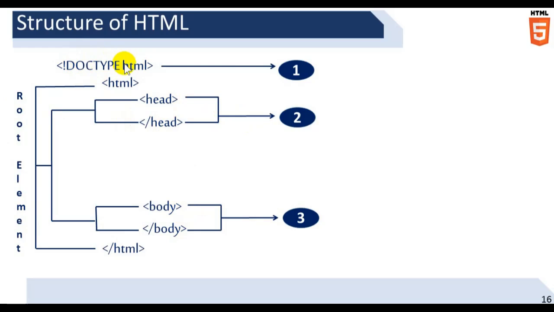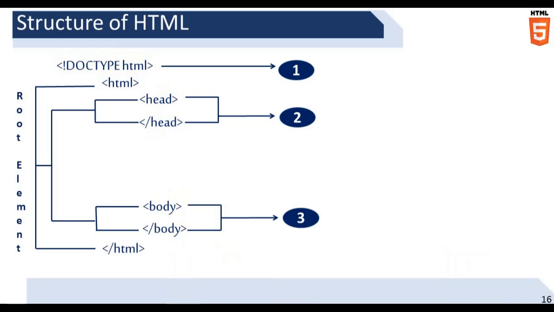So which version is it? Previously in HTML4 and HTML3, we used to write three to four lines of code to indicate the version information. But when they introduced HTML5, they reduced it to only exclamatory doctype html. So it indicates the HTML5 version. Now the second section is the head section and the third section is the body section.